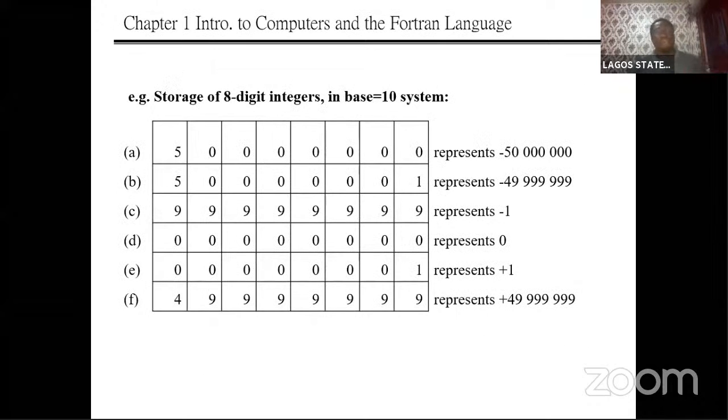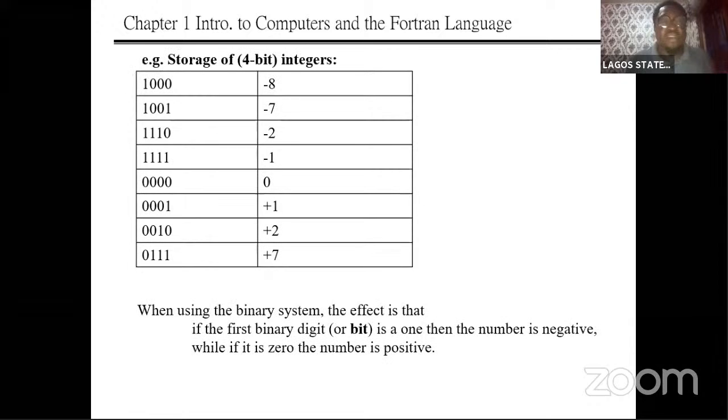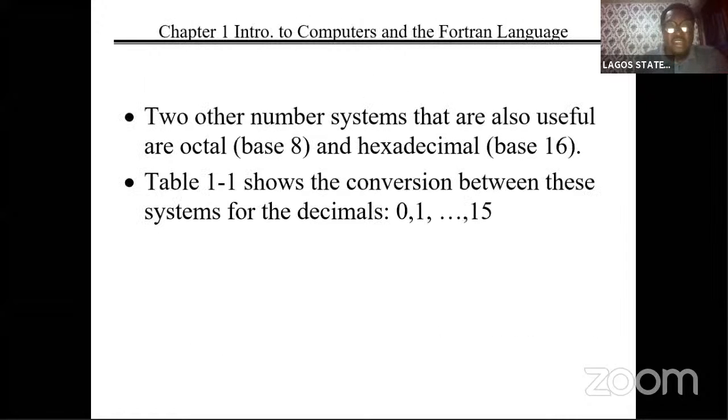Now, let us look at the storage of these 8 digit integers in the base 10 system. So what do you have? You have a representation of 50 million, you have a representation of minus 49 million, a representation of minus 1, and so you must be able to develop a system. And that is the thought behind the framework for understanding the binary system that can accommodate both positive and negative integers as data that can be represented within the computer framework. And all of these are the expressions of a 4-bit integer.